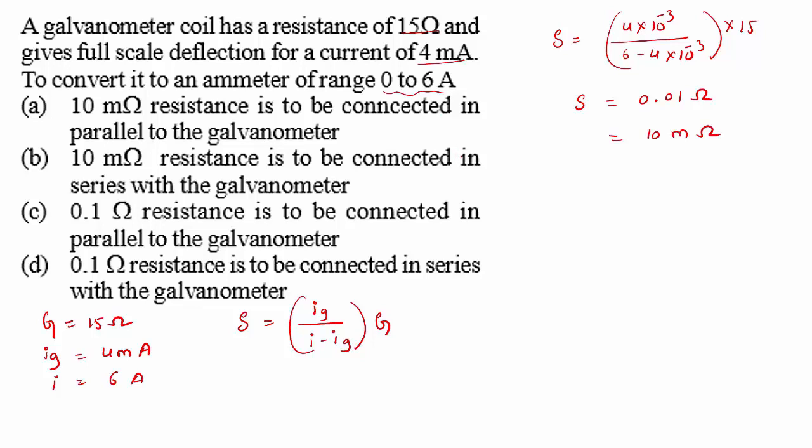So now tell me which is the right option. That is, 10 milliohm resistance is to be connected in parallel, not in series. So option A is right.